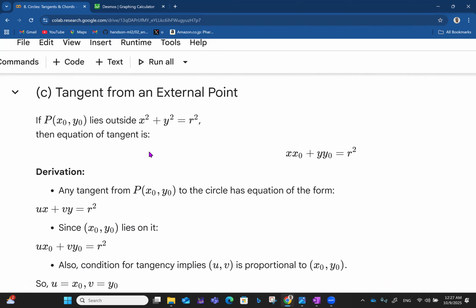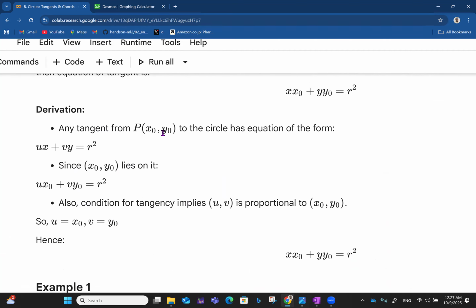So if you want to find the tangent from an external point, so if we have the point x0, y0 lying outside x squared plus y squared equals r squared, then the equation of the tangent will simply be x x0 plus y y0 equals r squared. Okay, so the derivation of that is simple.